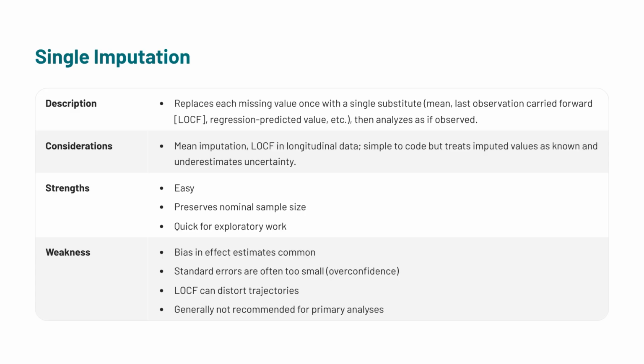The upside is that it is easy and yields a complete data set. The downside is that it builds in strong assumptions. Mean imputation reduces variability and produces confidence intervals that are too narrow. Last observation carried forward can distort trajectories. When missingness relates to outcomes or covariates, estimates become biased. The bottom line? Single imputation is acceptable for quick exploration, but it often produces biased and overconfident results and is not suitable for primary analyses.